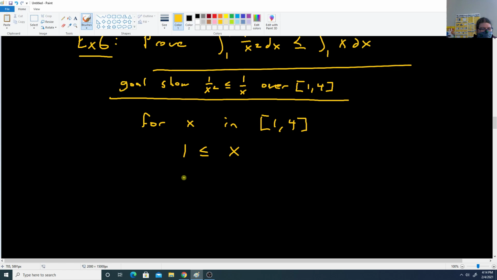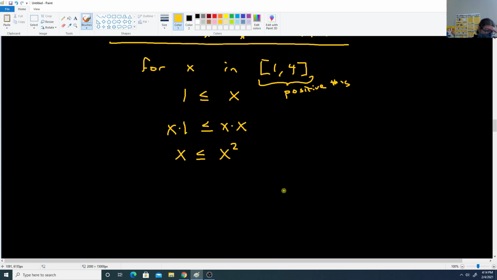We're going to multiply both sides by x. So when I multiply these by x, we get x is less than or equal to x squared. Should be a little careful. x is in 1 to 4, so it's a positive number. So when I multiply through by a positive number, I don't have to switch the inequality direction, because the x's are in 1 to 4, and these are all positive numbers.